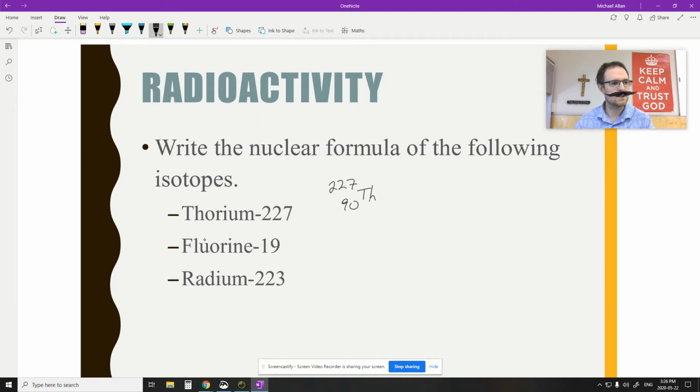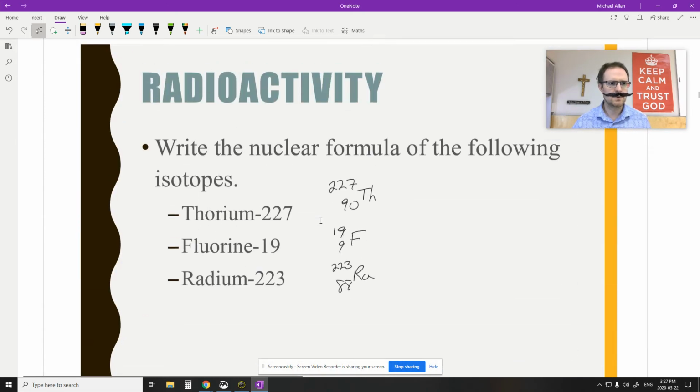All right, so I just looked that up. Fluorine, 19. You look at fluorine, you should know where that is. That's a 9 there. And there we go. And radium, there's a few things that look similar, like radon, radium, but radium is Ra. It's 223. There's usually 226. And it is atomic number of 88. There we go.